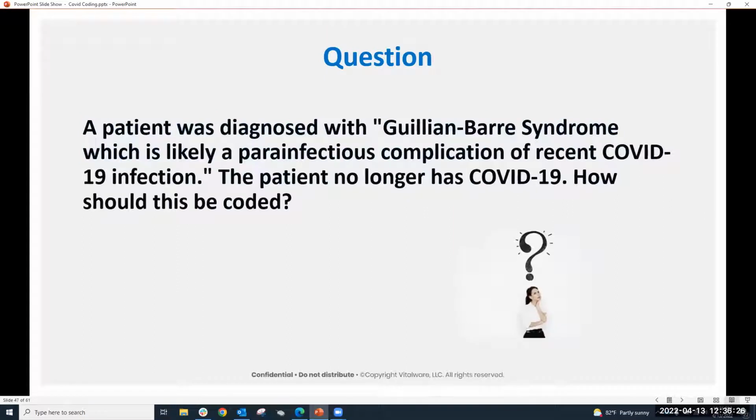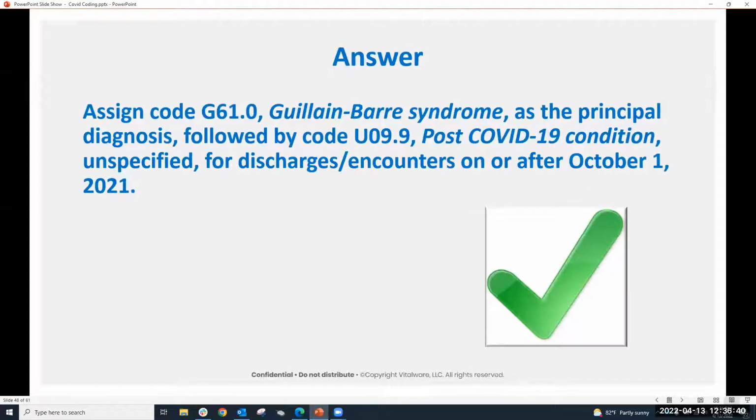All right, next question. A patient was diagnosed with Guillain-Barré syndrome, which is likely a parainfectious complication of recent COVID-19 infection. The patient no longer has COVID-19. How should this be coded? Assign code G61.0 Guillain-Barré syndrome as the principal diagnosis, followed by code U09.9 post-COVID-19 condition unspecified for discharges or encounters on or after October 1st, 2021. So that's when this post-COVID code was actually released.